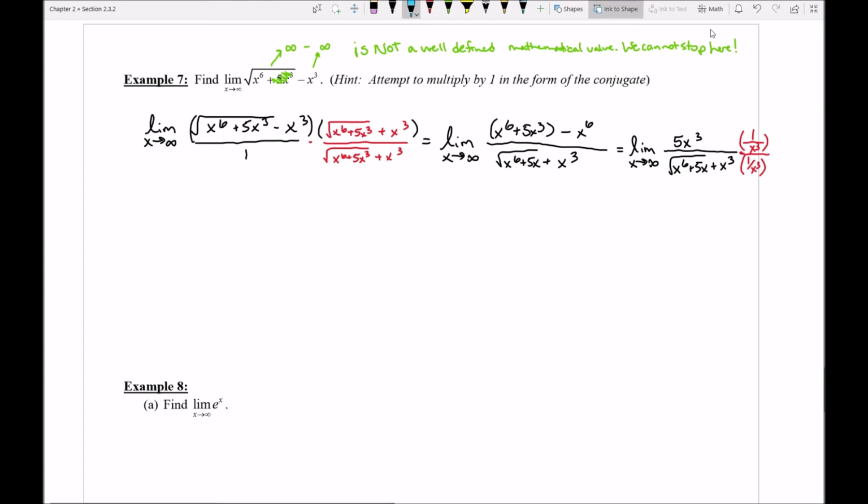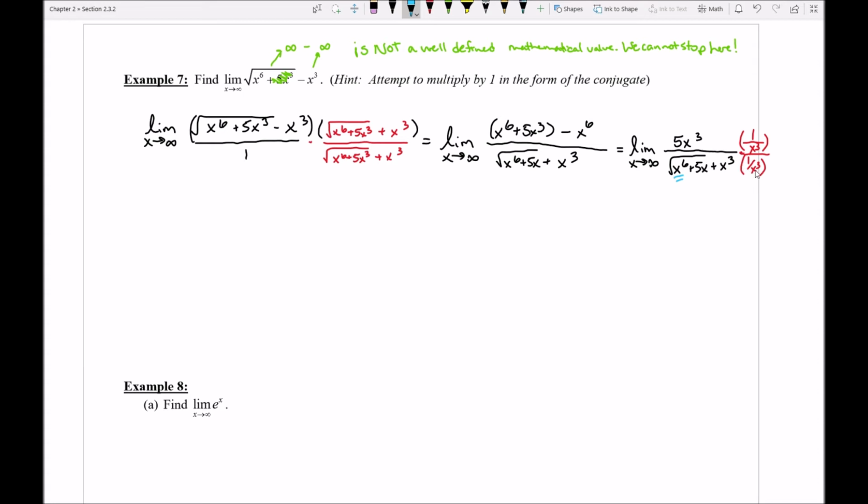Now, the only thing to be aware of here is that sometimes people will pick x to the 6th instead. The reason I'm not doing that here is because x to the 6th is under a square root, and so that technically chops its power in half, roughly.